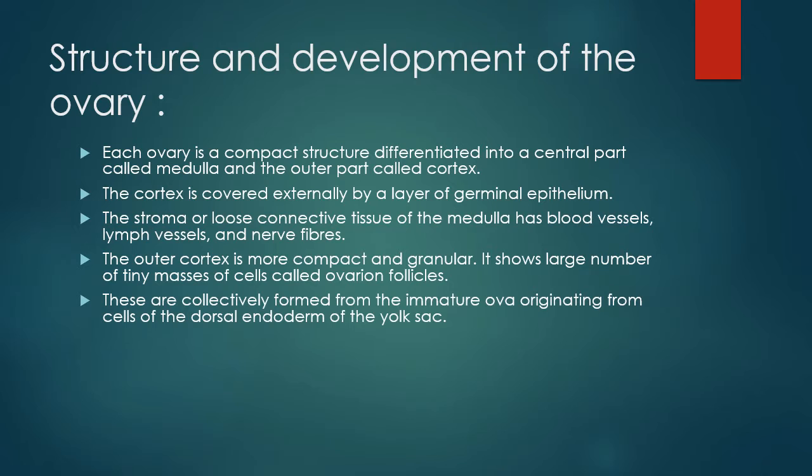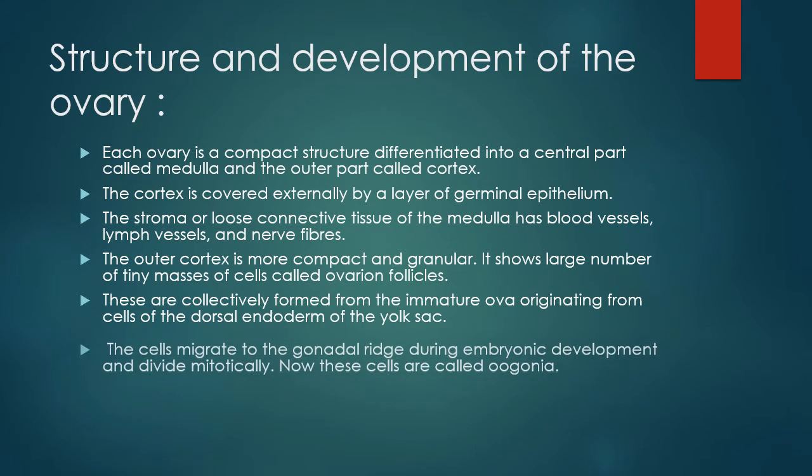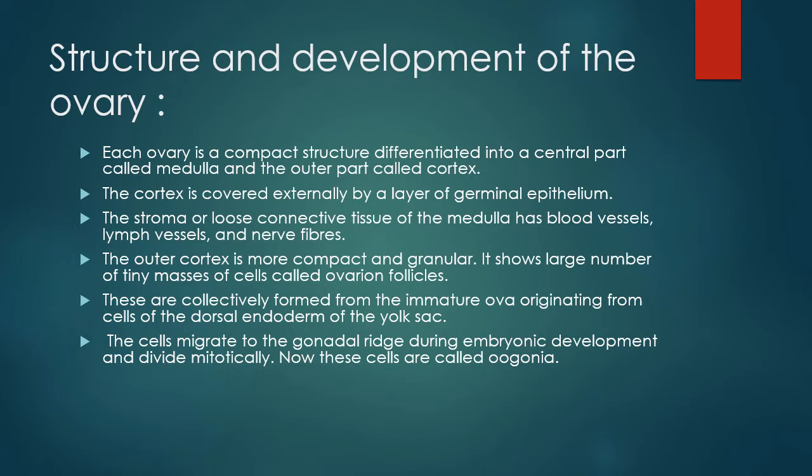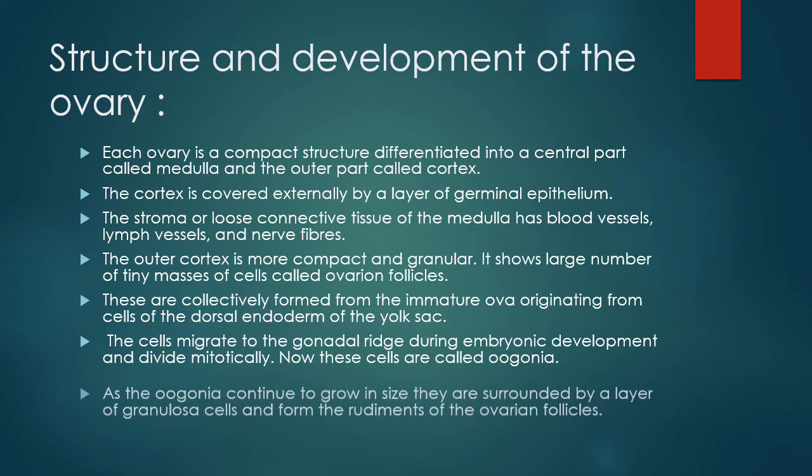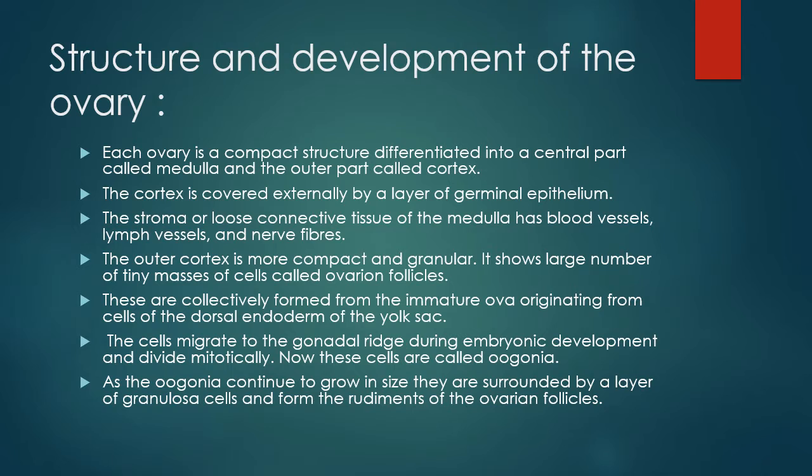These are collectively formed from the immature ova originating from cells of the dorsal endoderm of the yolk sac. The cells migrate to the gonadal ridge during embryonic development and divide mitotically. Now these cells are called oogonia. As the oogonia continue to grow in size, they are surrounded by a layer of granulosa cells and form the rudiments of the ovarian follicle.